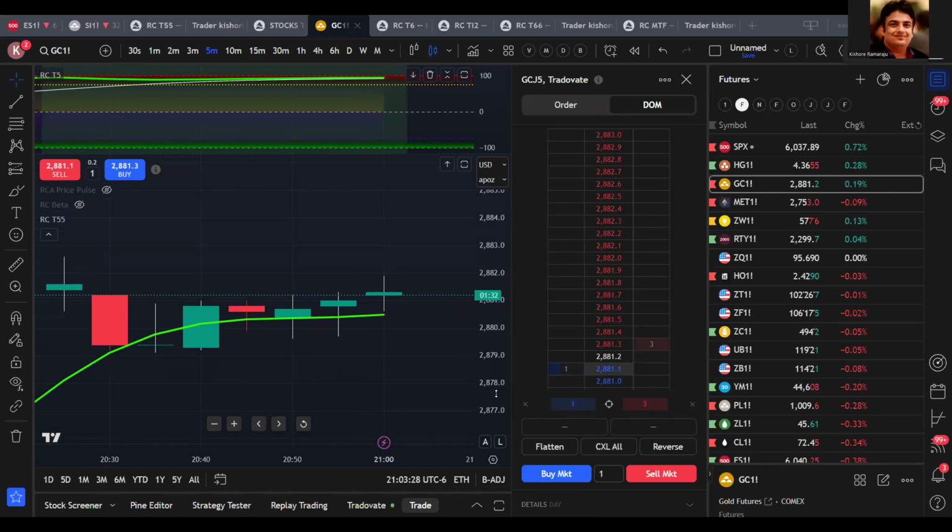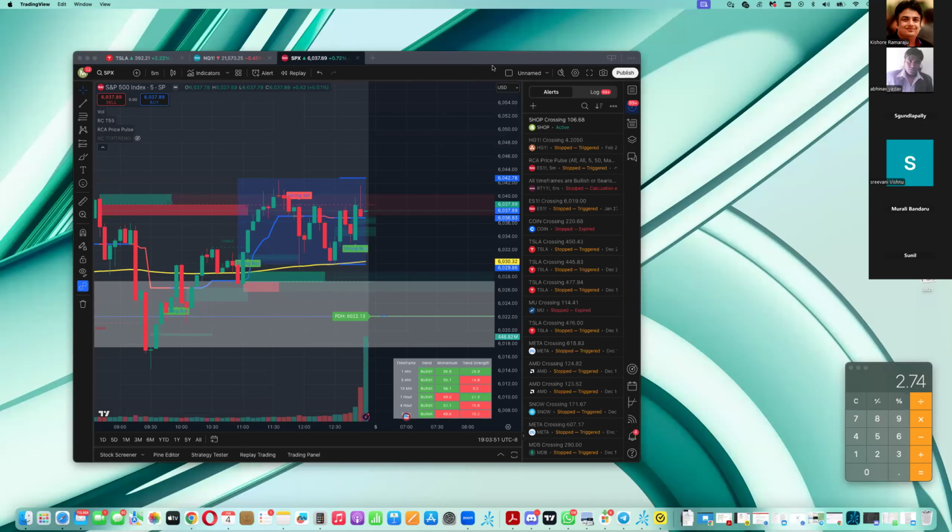Can you share your screen? Are you able to see my screen? No, we cannot see. Should I share? Is there a share? Okay, yeah, share. Okay. Can you see my screen?